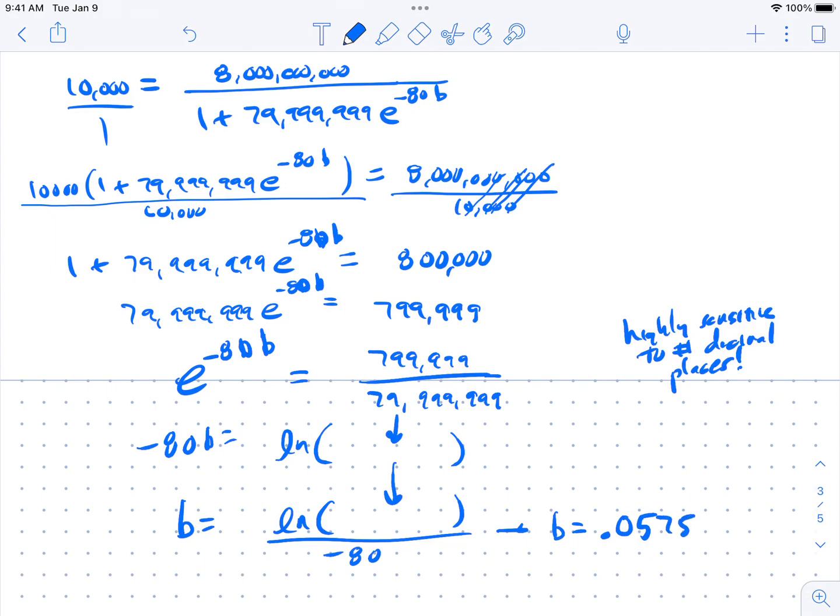0.0575. I want 6 sig figs. 575,646. I'm carrying 6 what we call significant digits. The 0 in front never counts. So 575,646. That's 6 figures of accuracy. That's to the nearest millionth. That's pretty close. Okay.